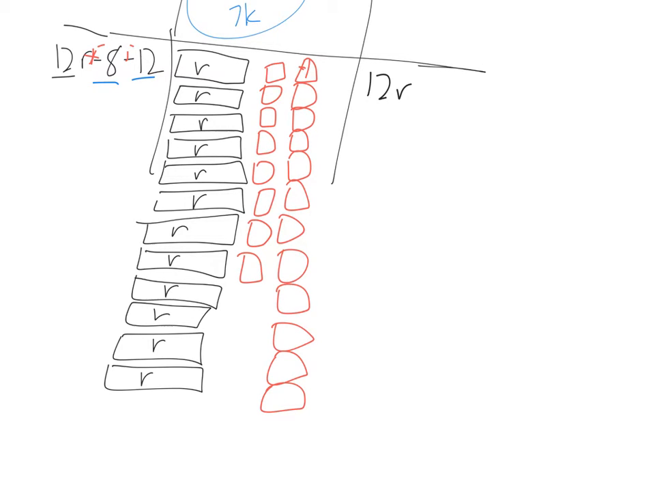And so when you look at these, you just combine them together. Negative 8, negative 12 is negative 20. And then I can indicate that just with subtracting 20. So 12r minus 20, you combine these two like terms.